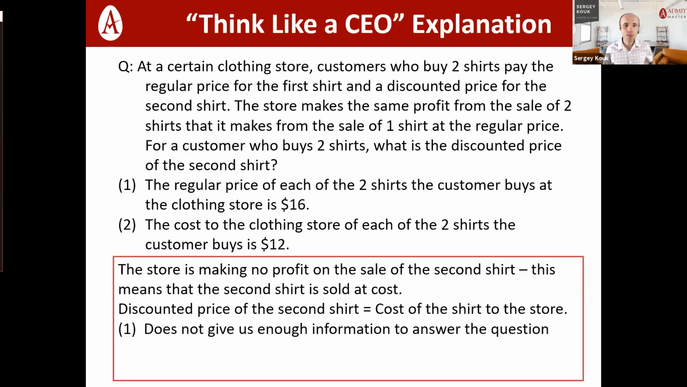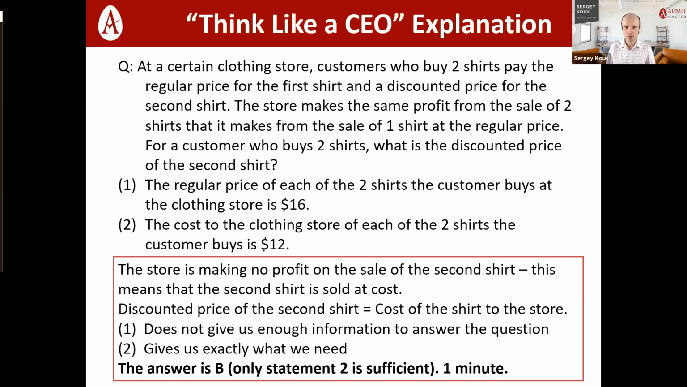But let's take a look at statement 2. It tells us that the cost to the store was $12. Well, remember, we just found that the cost to the store is equal to the discounted price, and that's exactly what we need. So statement 2 is sufficient by itself, and that is why the answer is B. Only statement 2 is sufficient, and we do not need to combine them.